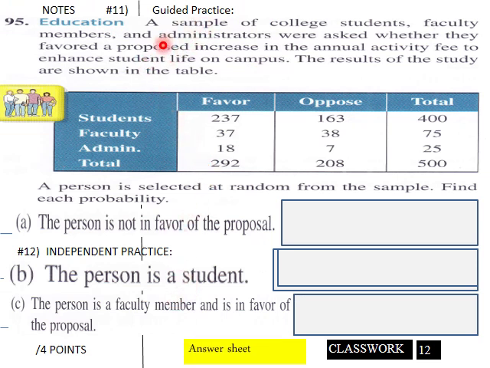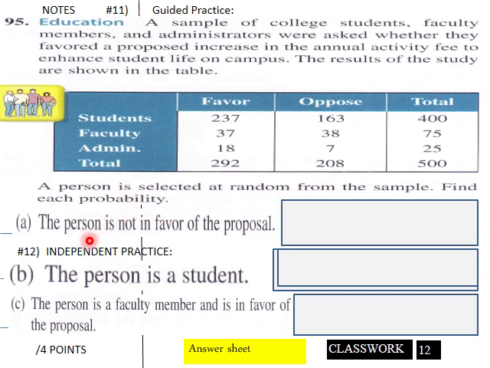And then we can try one here. We have this table. A sample of college students, faculty members, and administrators were asked whether they favored a proposed increase in the annual activity fee to enhance student life on campus. The results of the study are shown in the table. So we have favor, oppose, and then total here for students, total faculty, total administrators, and then our total that favor, oppose, and our grand total down here of 500 people. A person is selected at random from the sample.